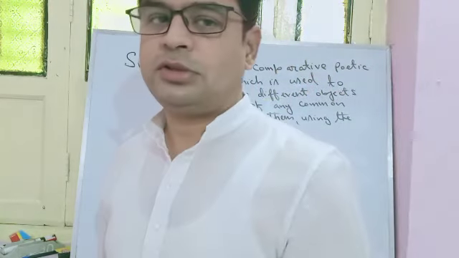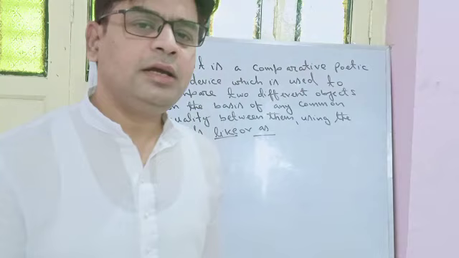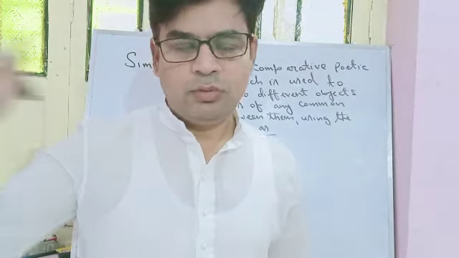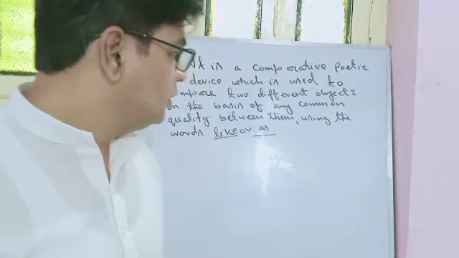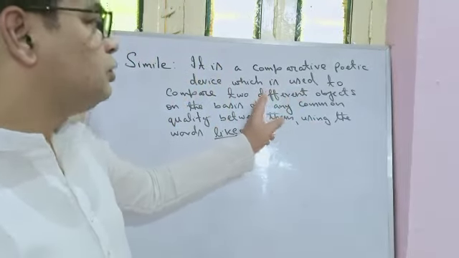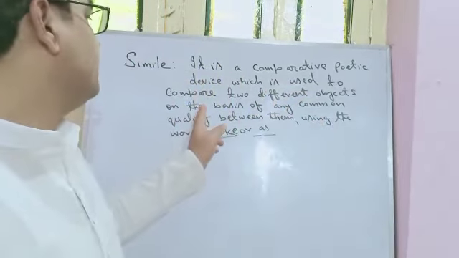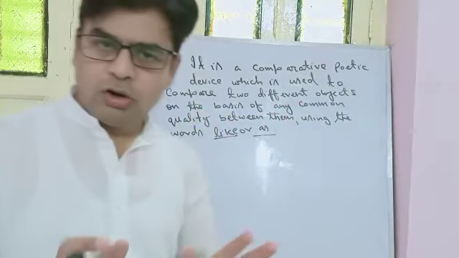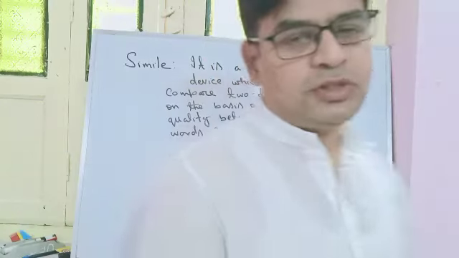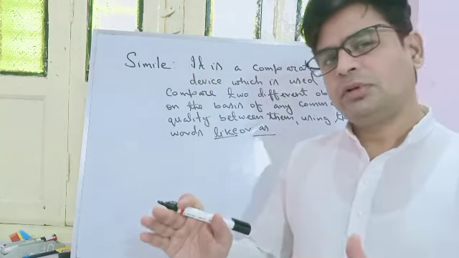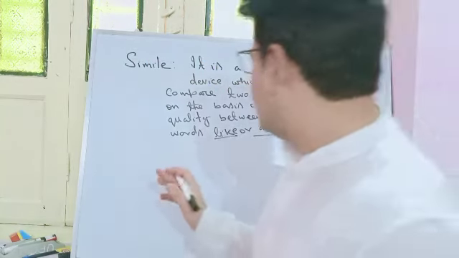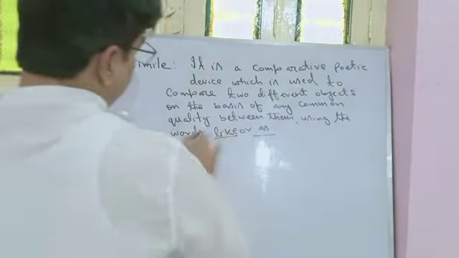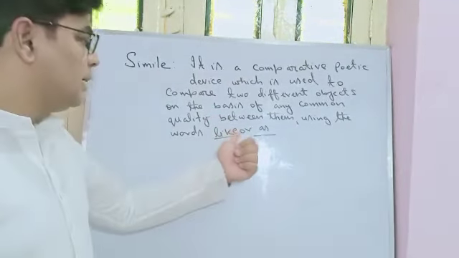Two different objects. One can be anything, one can be from different origin. One can be human being, another can be object. Right? There is no criteria. So two things can be quite different. So two different objects are compared on the basis of any common quality, which is present in both of them. Common means any common quality which might be present in both of them. Right? Okay. And using the words, whatever words we use in simile, like or as.